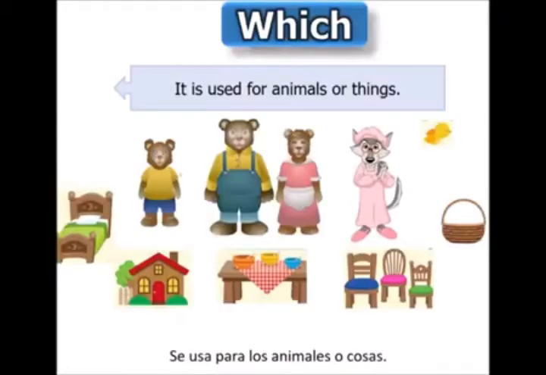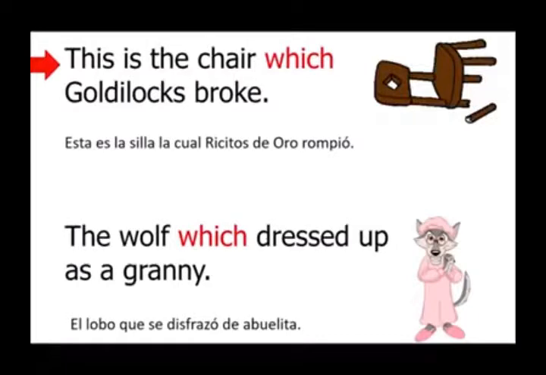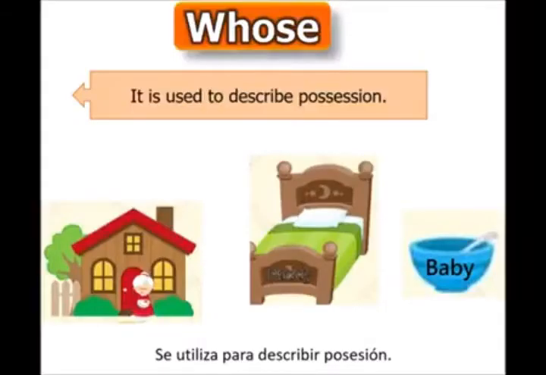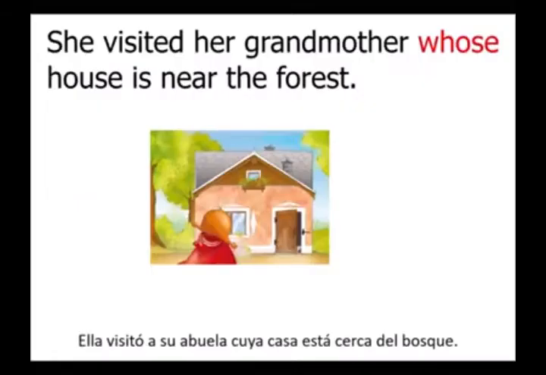Which, it is used for animals or things. This is the chair which Goldilocks broke. The wolf which dresses up as a granny. Whose, it is used to describe possession. She visited her grandmother whose house is near the forest.